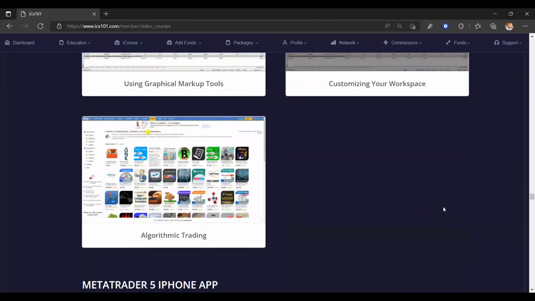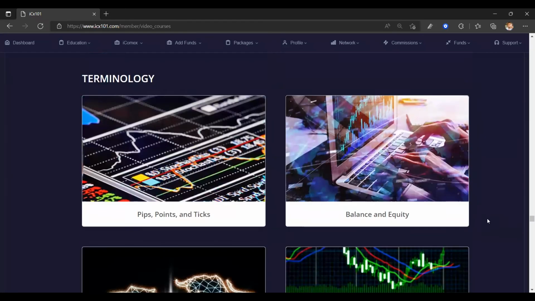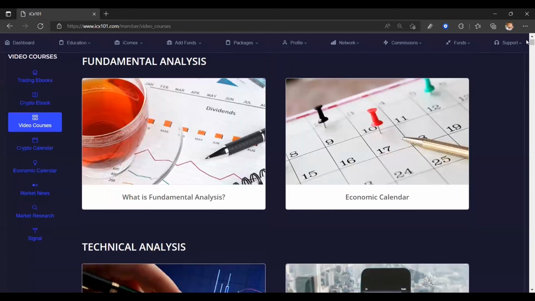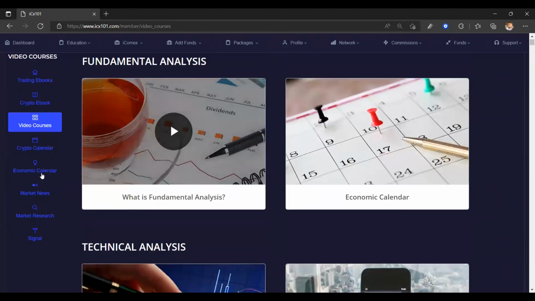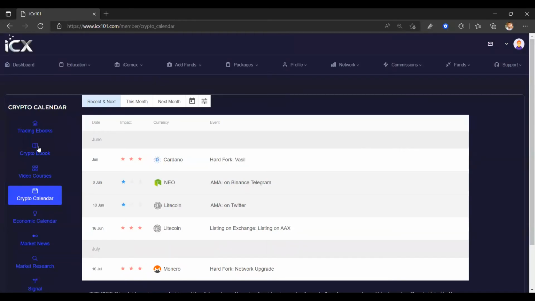So please, if you signed up for ICS and you are not utilizing this, please, you are cheating yourself. You are not cheating me. Okay? At the back of it, we have the crypto calendar. Okay, we have the crypto calendar.